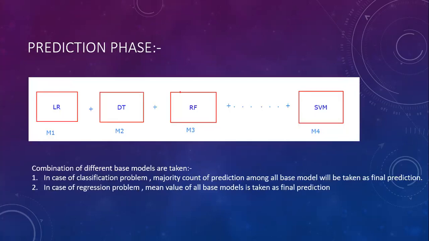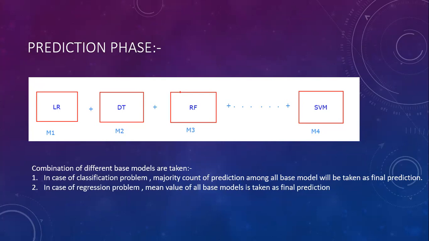So let's go directly to the prediction phase. What happens in this prediction phase? Suppose these are different algorithms creating models individually: linear regression, decision tree, random forest, SVM, and so on. Suppose there are five algorithms, and I have given the same data set to five different algorithms. Individually, all these algorithms will give an output, or a prediction.